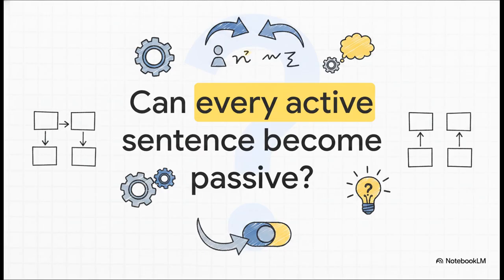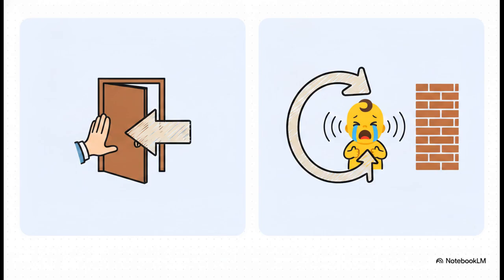I actually want you to pause and think about this for a second. If you have a subject and a verb, can you just automatically flip it into a passive structure? Well, the answer is a definitive no, and it all comes down to the type of verb you're using. Only transitive verbs, meaning verbs that actually take a direct object, can be made passive.